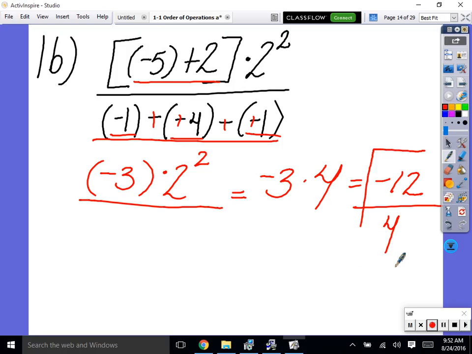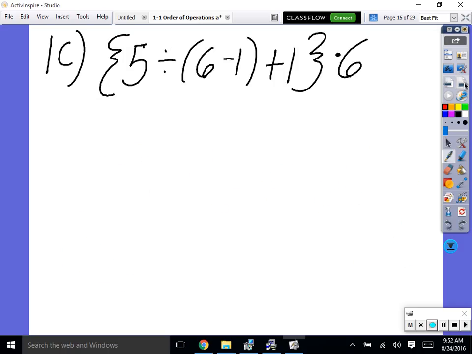Now looking here, is there one last step? Yes, right? Negative 12 divided by 4 becomes negative 3, right? And we're done. Do you see how it took peeling back the layers going in pieces? Do we have questions? Okay, another one.